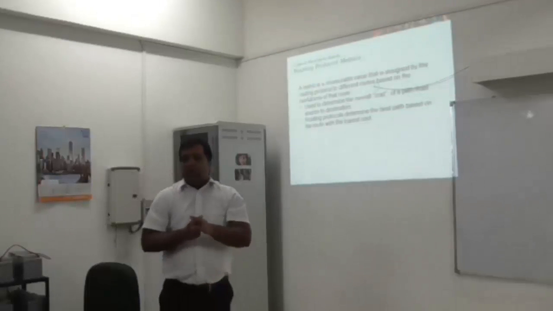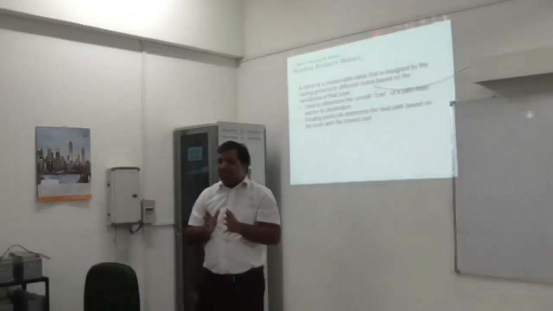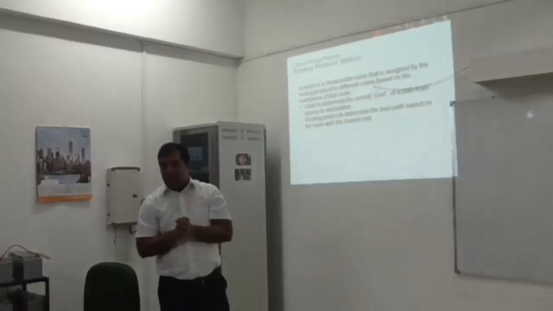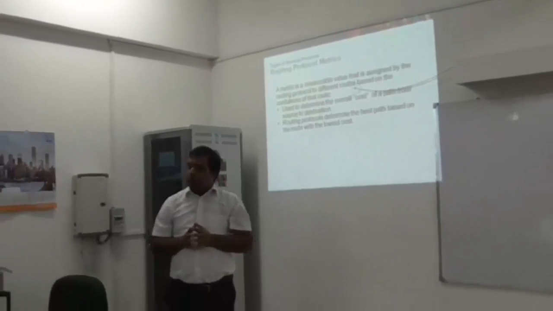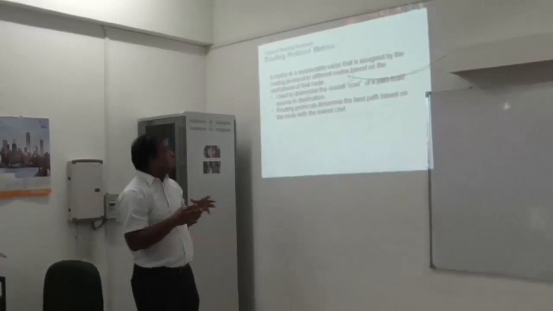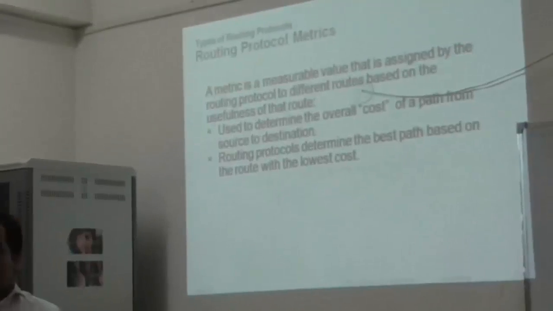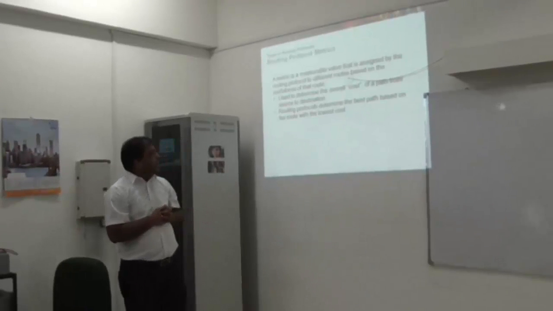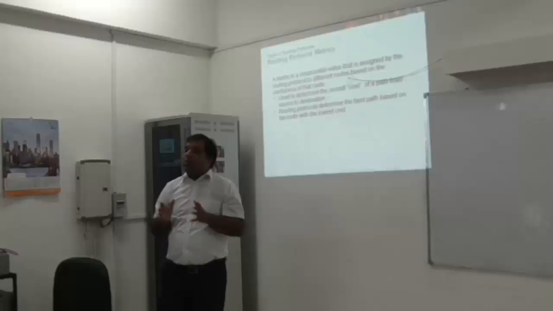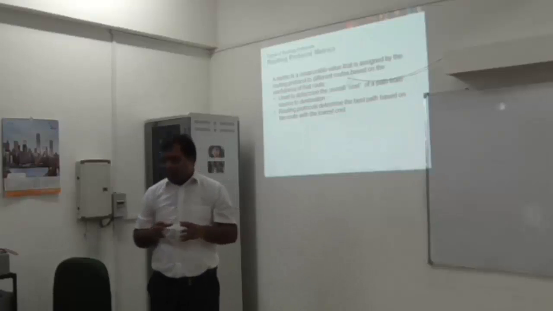Routing protocol metric. A metric is a measurable value that is assigned by the routing protocol to different routes based on the usefulness of the route. So in the case of routing protocols, we can use the overall cost of the path from source to destination, and the best route is the one with the lowest cost. Our main aim is to find the best path with the minimum cost.